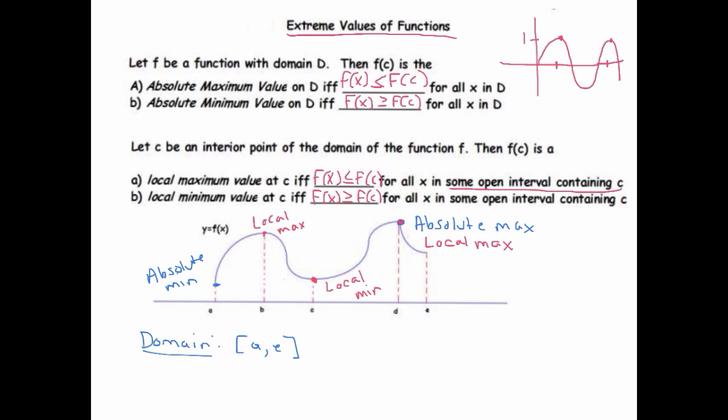We can also identify endpoints as local maxes and mins, even though it wasn't defined up here in the definition. So there's an absolute min here at A, that's also a local min, where its neighborhood is just obviously defined to be to the right of A. And then we can talk about there being a local min here at E.